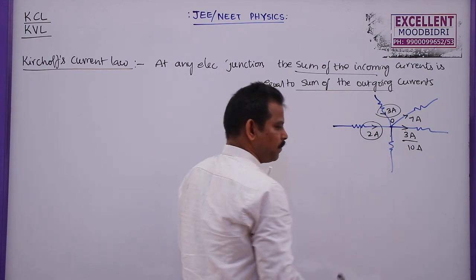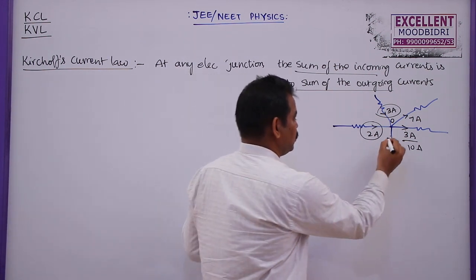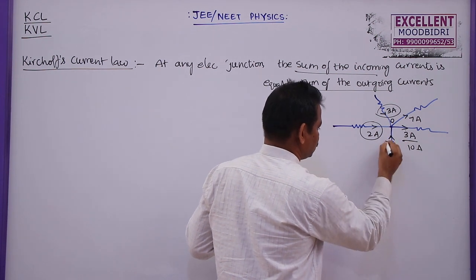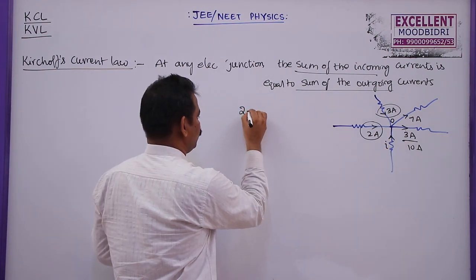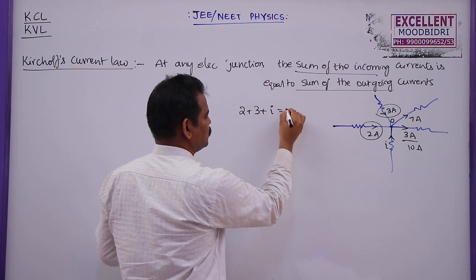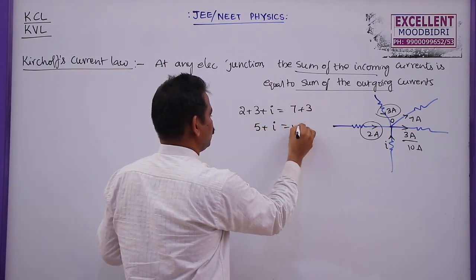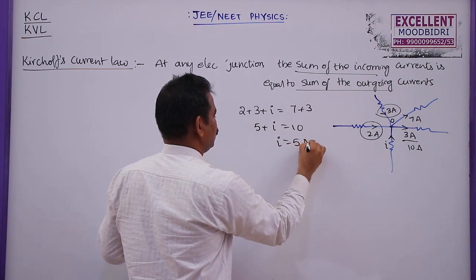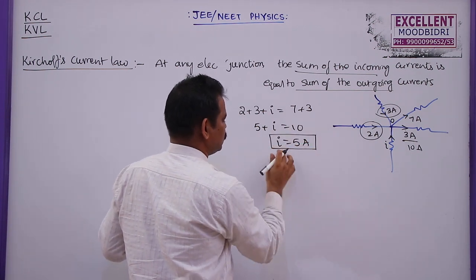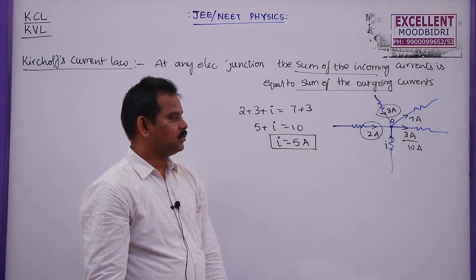So this must be an incoming current only. Let me take it as I. So we can write 2 plus 3 plus I is equal to 7 plus 3, 5 plus I is equal to 10, I is equal to 5 amperes. So this I is the incoming current.